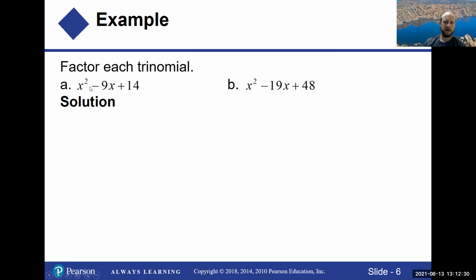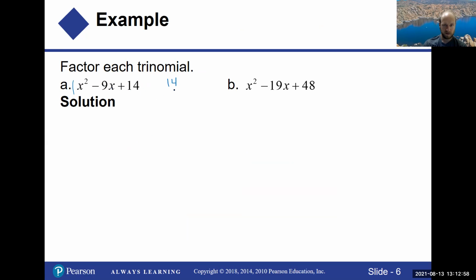All right, now we get into some that have negative signs here. So it gets a little more tricky, but not too bad. Again, if I had a coefficient here, I would take this times the 14, but I don't have to do that. It's just 1 times 14, which is 14. So I need two numbers that multiply to give me 14 and whose sum is -9.